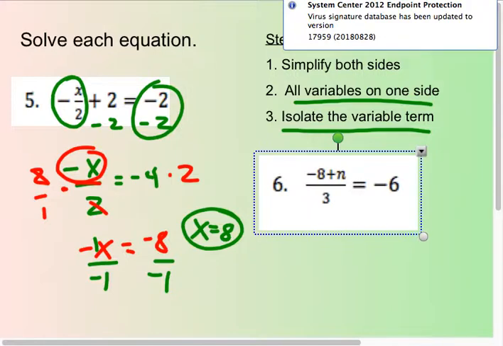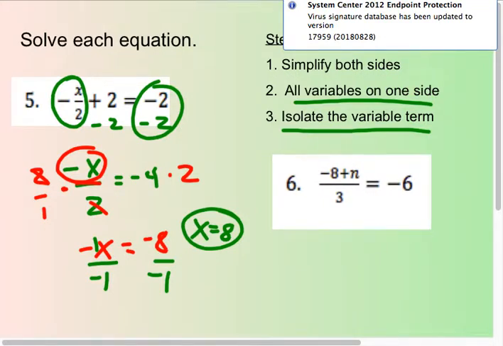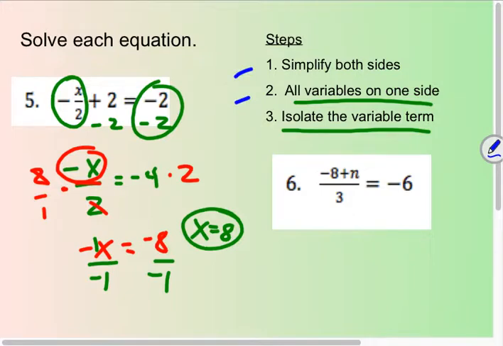Here's another one. The first two steps we don't need to do. Both sides are simplified, and all variables are on one side. Here it is, n. Now, some people might think, well, I got to add 8 to both sides. But this is all one great big fraction. So in order to get to that negative 8 and n up in the numerator here, we're dividing by 3. I'd multiply both sides by 3, which is 3 over 1. So these cancel, and that would get rid of the 3 in the denominator.